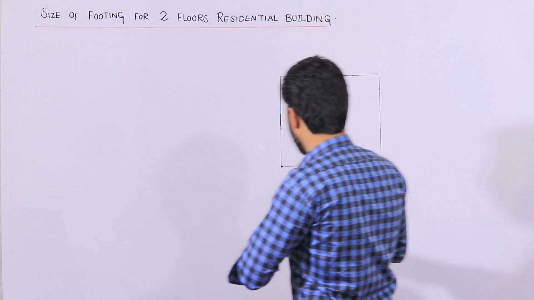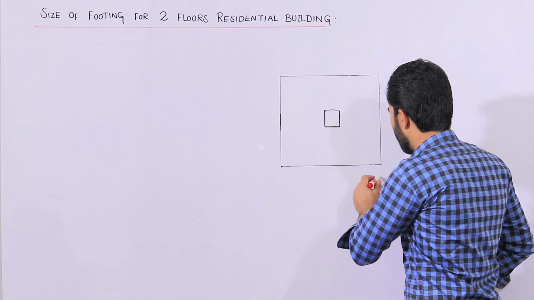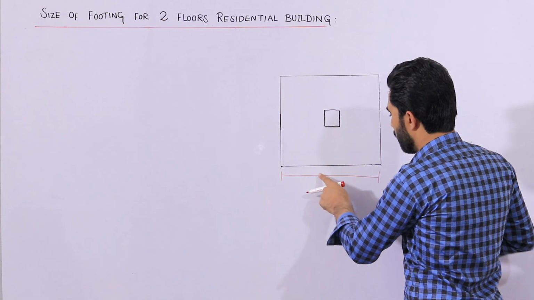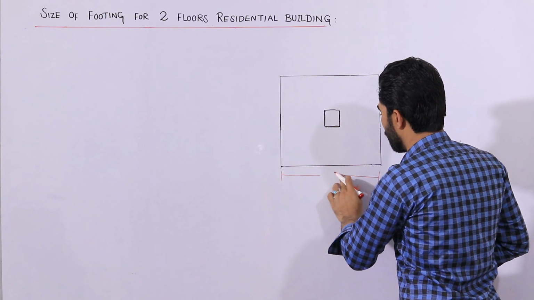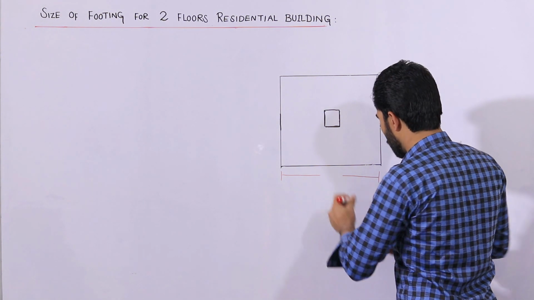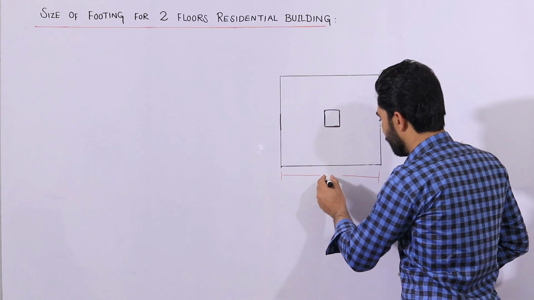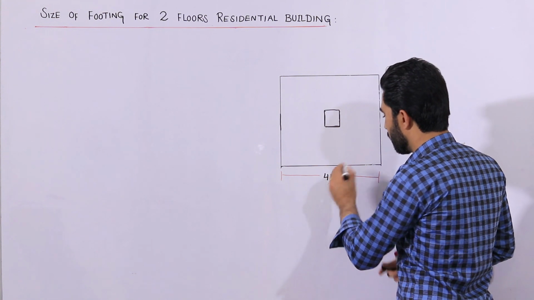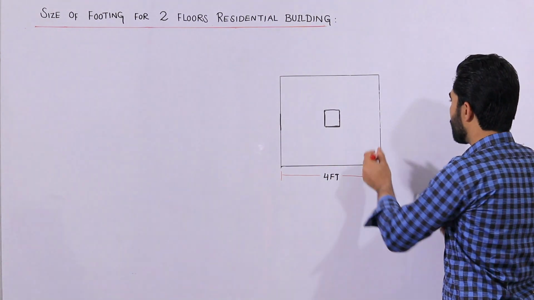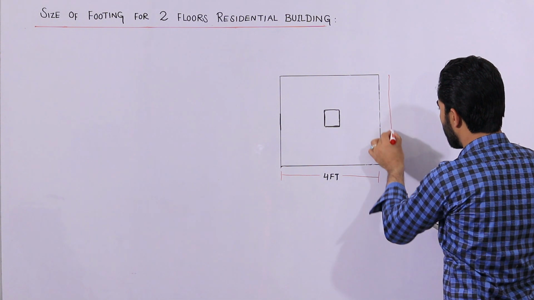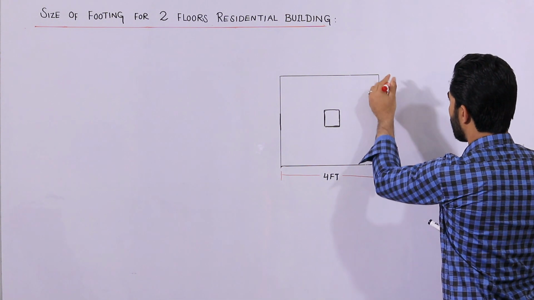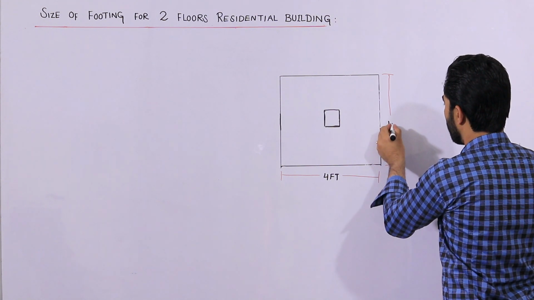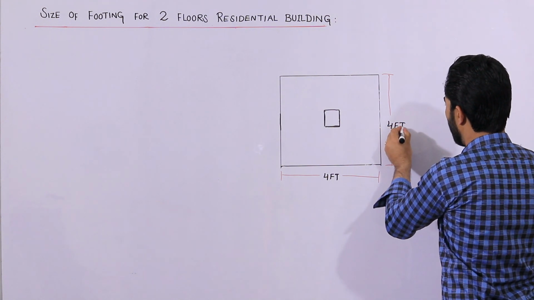Remember guys, the size of the footing for G plus 1 story you can keep up to 4 feet. It should not be less than 4 feet. This is an individual footing and it is a square footing, so therefore the size is 4 by 4 feet. It should not be less than this.